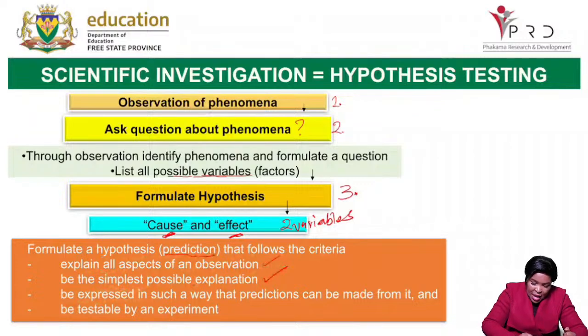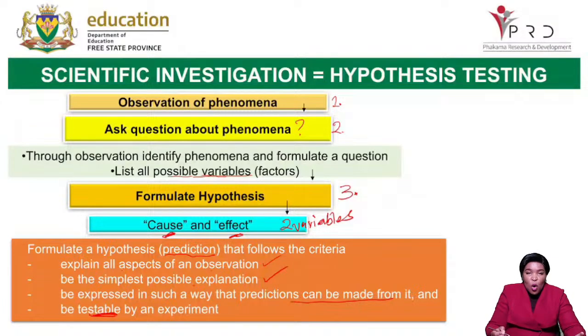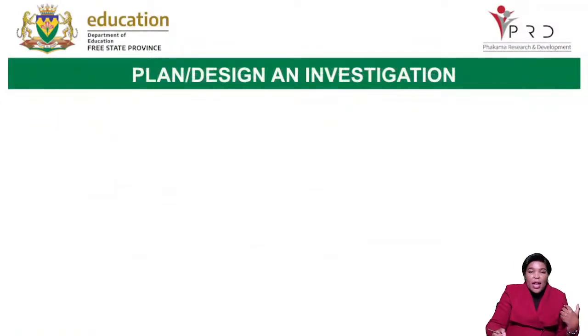Then be expressed in such a way that predictions can be made from it. So when you write your hypothesis, someone must also be able to predict from that hypothesis, and it must be testable. We cannot emphasize that enough. So that is your scientific investigation, the backbone of a scientific investigation, where it starts.